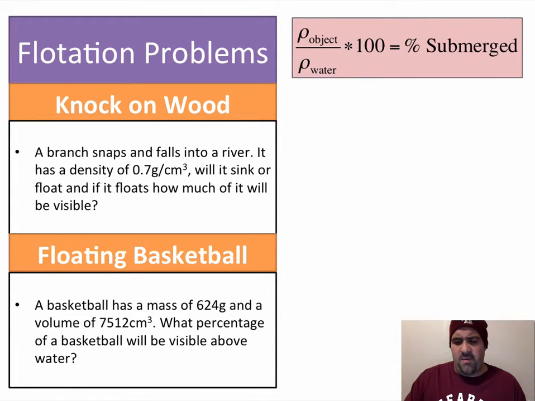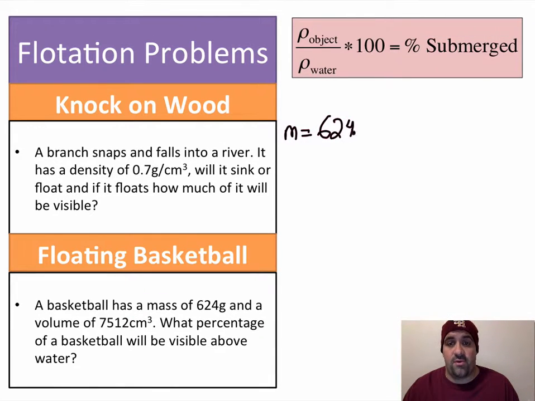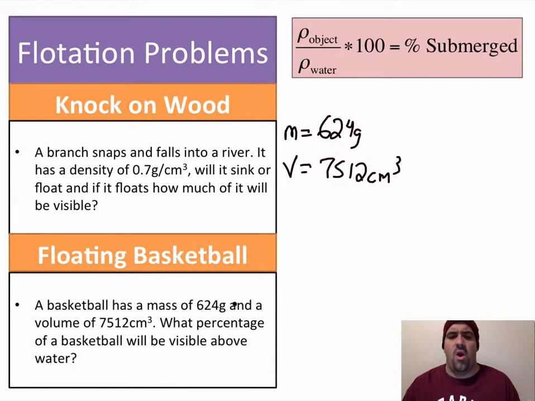The second one is a little bit more challenging. A basketball has a mass of 624 grams and a volume of 7,512 centimeters cubed. What percentage of a basketball will be visible above water? Ooh, tough question, because we know that the formula is, if you cross off water, density of the object times 100. They do not give us a density, but they give us a mass and a volume. And density equals mass divided by volume.